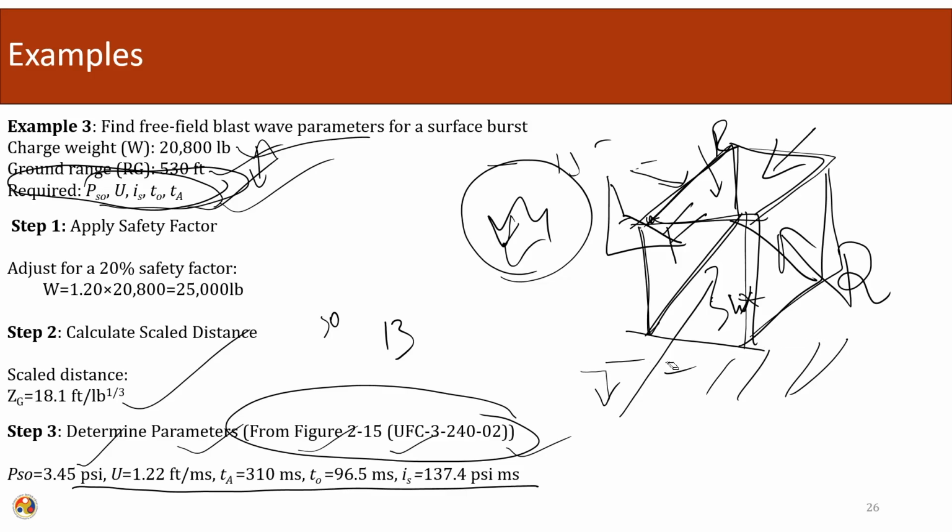So, I will ask you to practice these things, be familiarized with the UFC 3-340 manuals, take out the graphs, and try to go through them. We have tried to give some examples, so try to recalculate those examples and see if you get the same results.